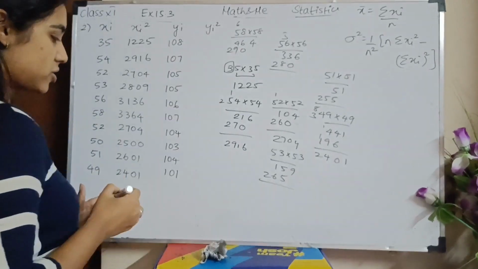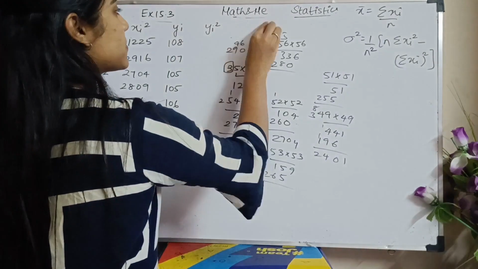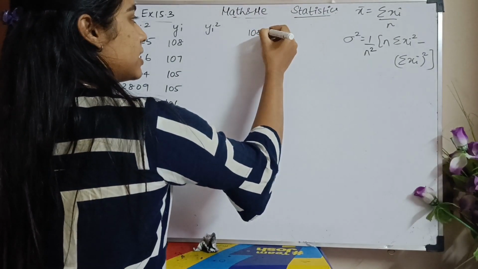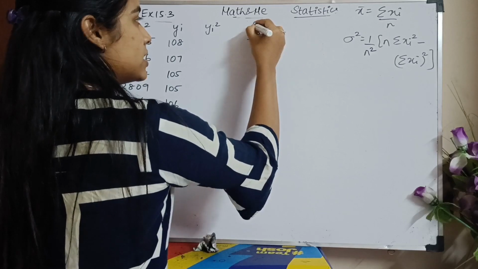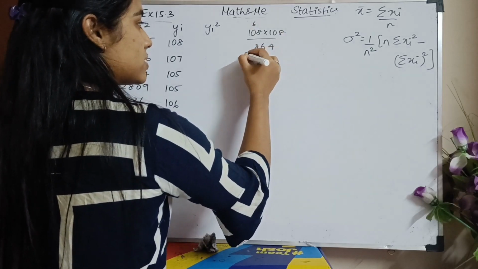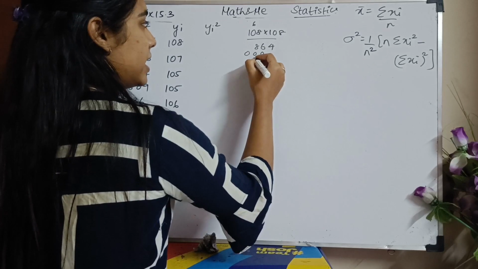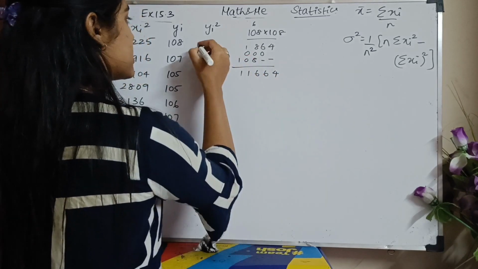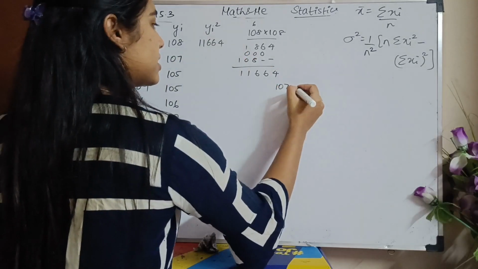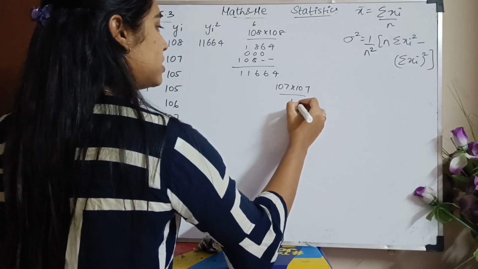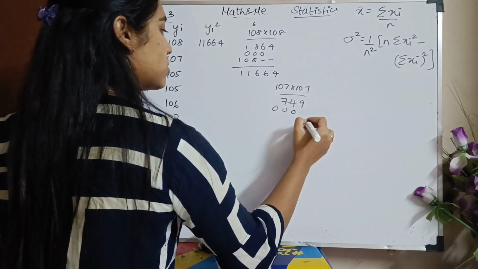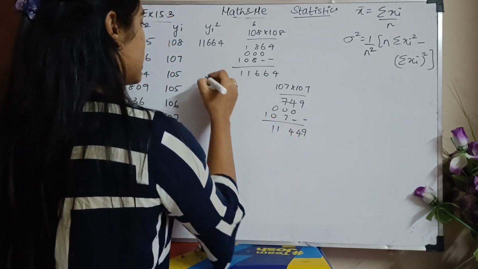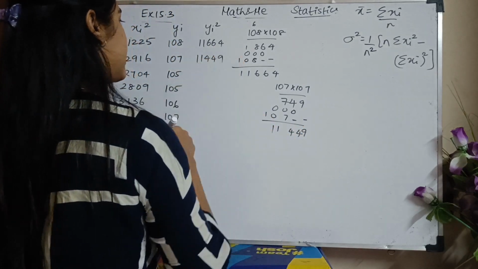Now yi square is going to be even more fun. 108 times 108. 8 8s are 64. 6, 8 1s are 8. 000, 2 dash, 8 0 1. So 4, 6, 16, 11664. 107 times 107. 7 7s are 49. 4, 7 1s are 7. 000, 2 dash, 7 0 1. So 11449.